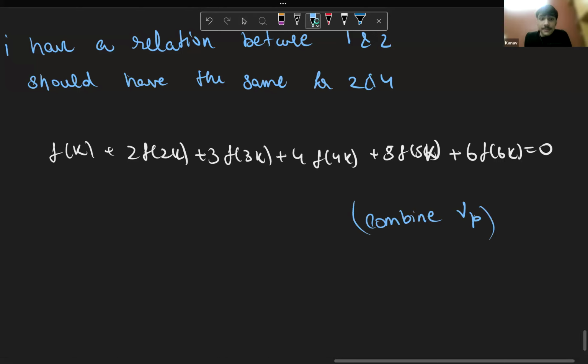So basically VP is turning out to be very important. What is so interesting and why is VP working? Why is VP working? Because the relation between 2 and 4 is the relation between 1 and 2. The relation between consecutive powers of primes is the same.